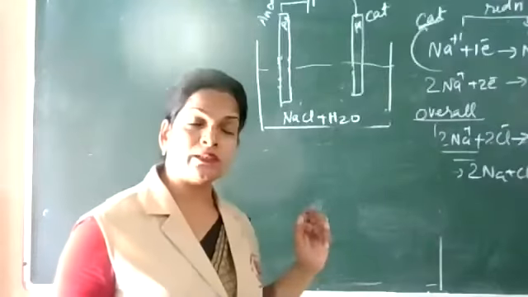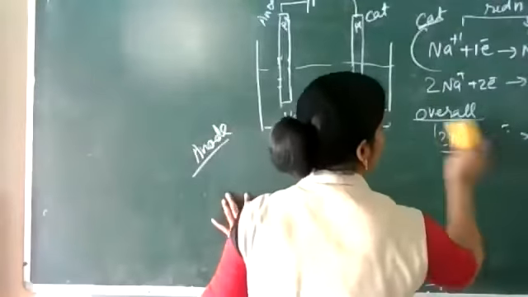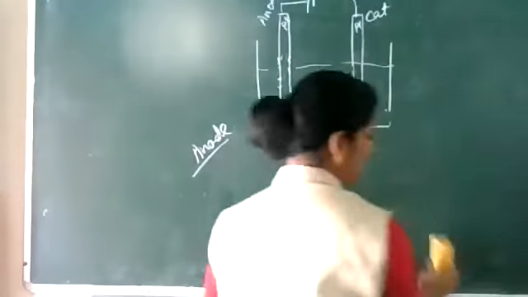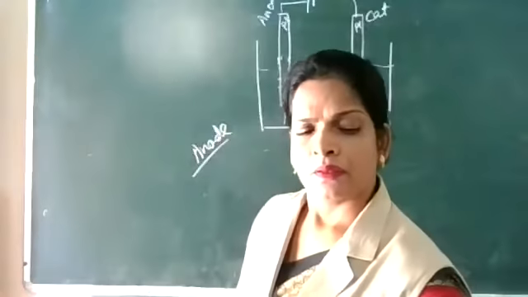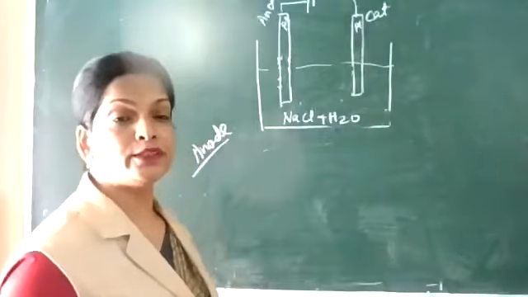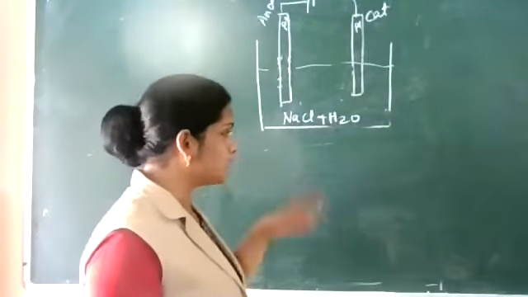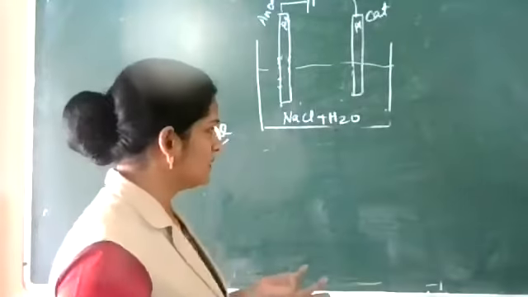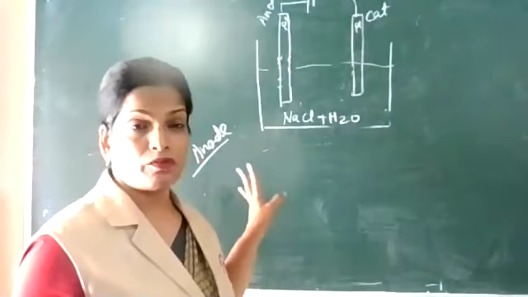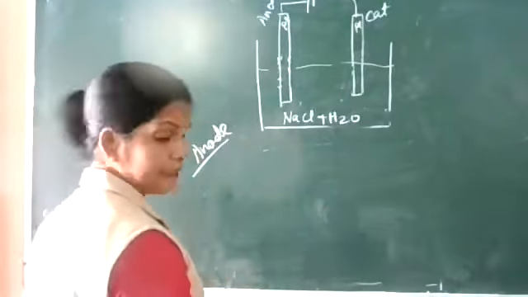In junior classes, we talk in terms of mobility, but now we will be talking of their E-naught values. Some reactions are kinetically very slow, so they will take some extra voltage to be given. Suppose you are not giving that extra potential, you have overvoltage, overpotential, also called bubble voltage. What will be happening?